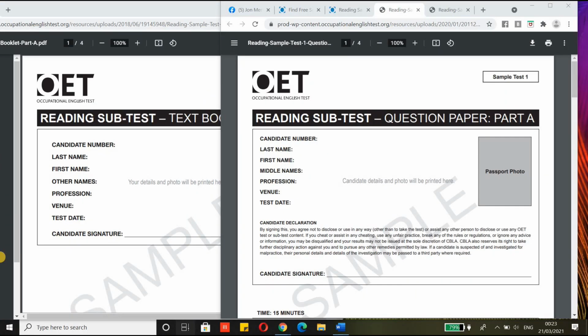Let's start. Good morning guys, welcome to our tutorial. For today, we're going to answer Part A of the reading subtest of your Occupational English Test using the reading techniques skimming and scanning. On your left you have your text booklet, and on your right you have your question paper. For the purpose of this tutorial, I'm going to use Microsoft Word for my answers. I'm not going to rationalize with you whilst I'm answering the questions, because in Part A you have 15 minutes to complete this one, okay? The time now is 12:24 in the morning, so let's begin.